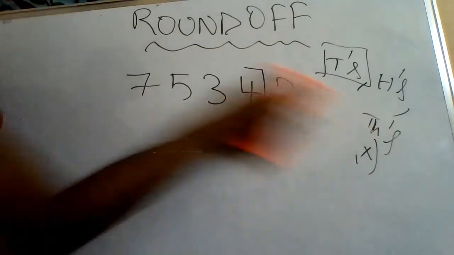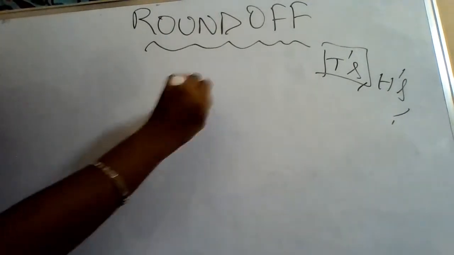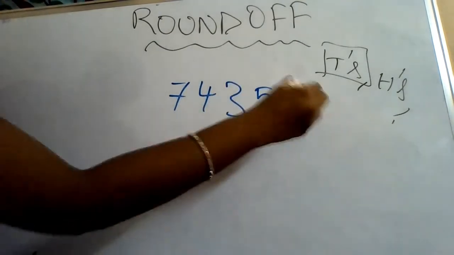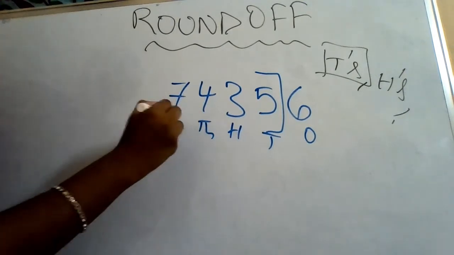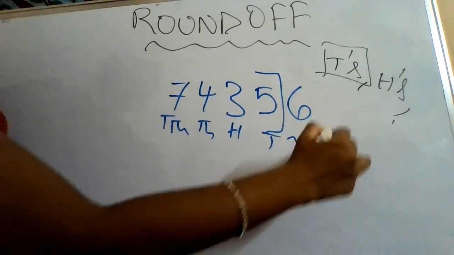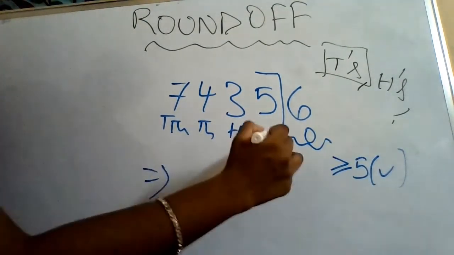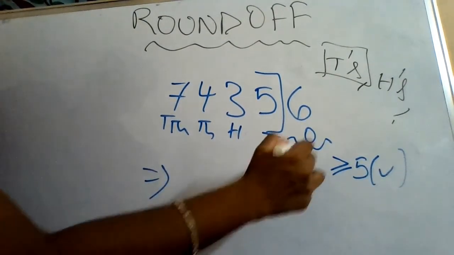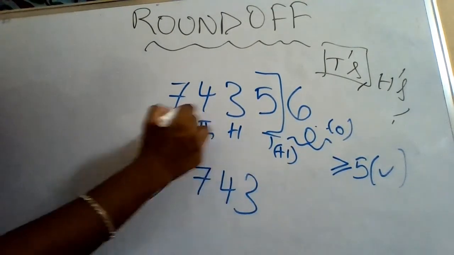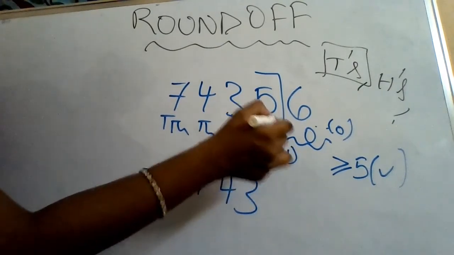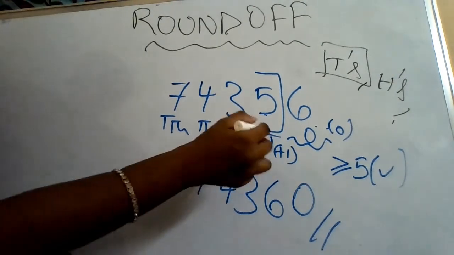For the same question, if we change the number to 74356, we are rounding off to the tens place: ones, tens, hundreds, thousands, ten thousands. We can see that the number after the marked place is greater than or equal to 5. Yes, the condition is satisfied. So you need to add 1 to the marked place and make the remaining numbers 0. The answer will become 74360. We will not do anything for these numbers. For this number, 5 plus 1 becomes 6, and the 6 becomes 0. So this is the round off for the tens place.